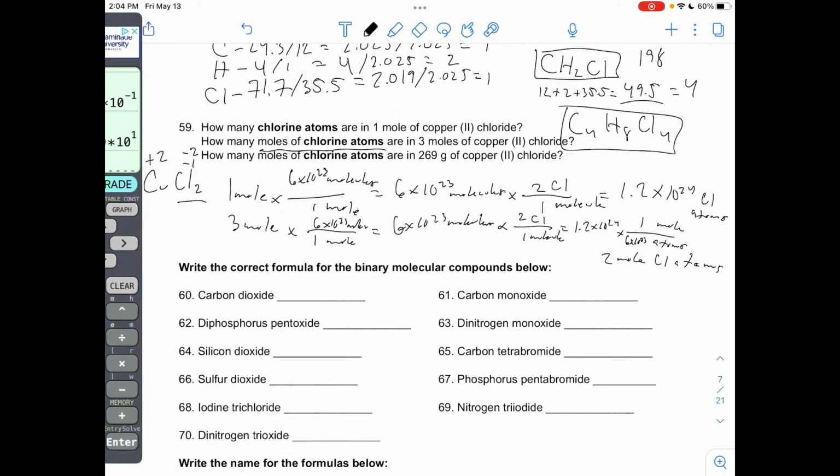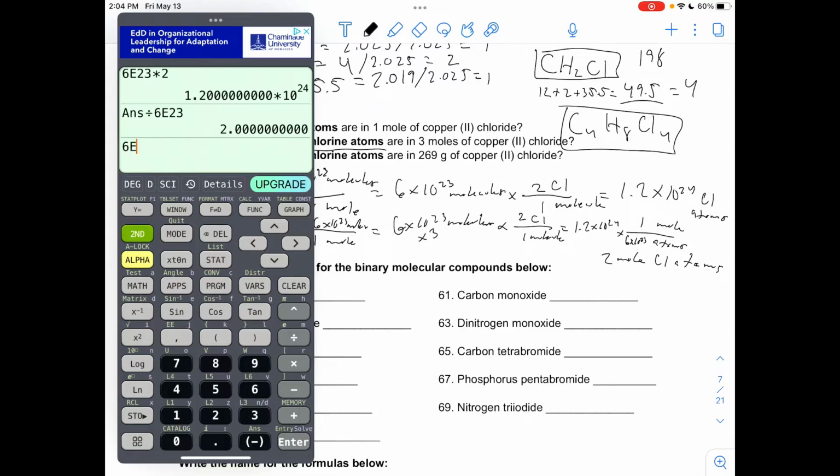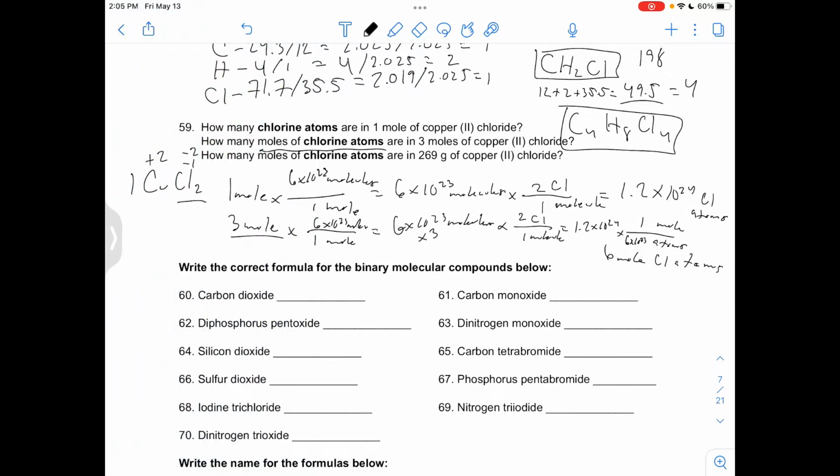Actually, I totally forgot, I'm sorry, I made a mistake. I forgot to multiply the 3 at the beginning. So this needs to multiply by 3. 6e23 times 3 times 2 divided by 6e23, and you might already be able to predict the answer. Okay, we're going to get 6 moles of chlorine atoms. So it's just double whatever we started with. And that makes sense. If we have 3 of these molecules, then 3 times 2 is 6.